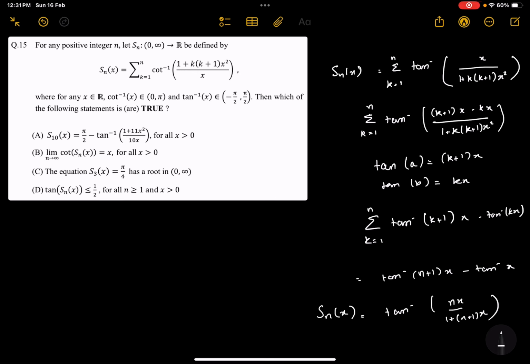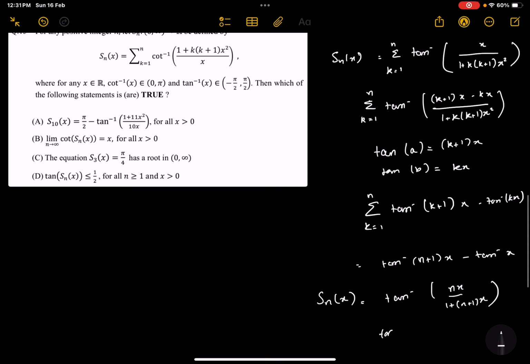So we have Snx. So now moving on to the options. S10 is tan inverse of 10x upon 1 plus 11x square, which is pi by 2 minus tan inverse of 1 plus 11x square upon 10x. So A option is correct.